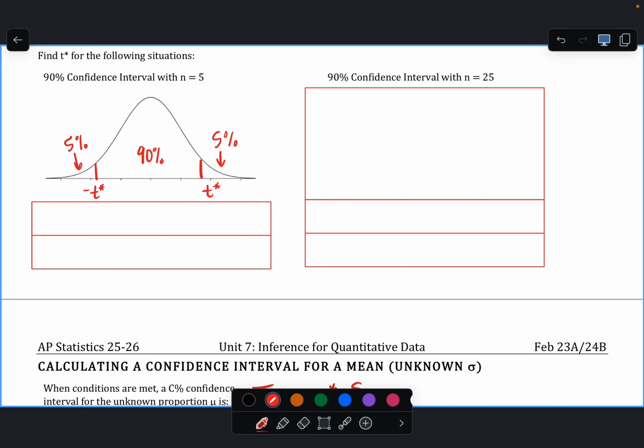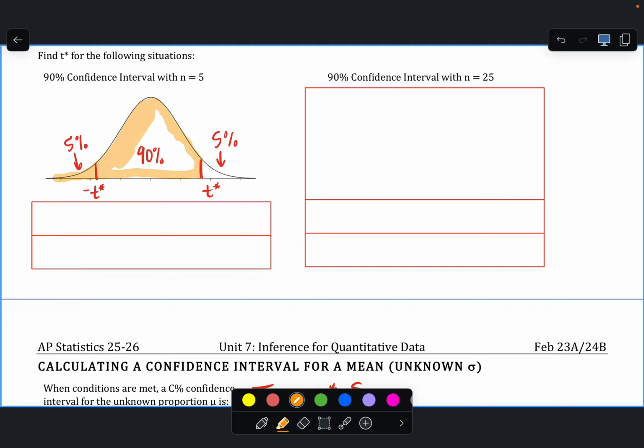Now, this is personal preference. You can do 2 things. You can find the negative T star or the positive one. If you want to find the negative T star, all you have to do is put in an area of 0.05. If you want to find the positive one, which is what I normally do, you have to calculate the total area up until that positive T star.